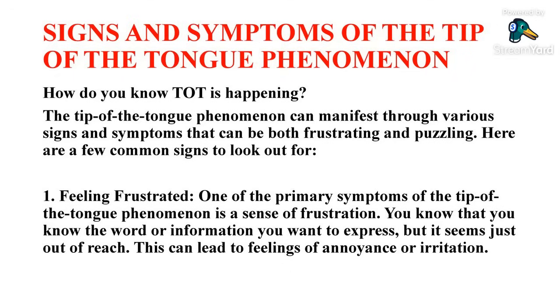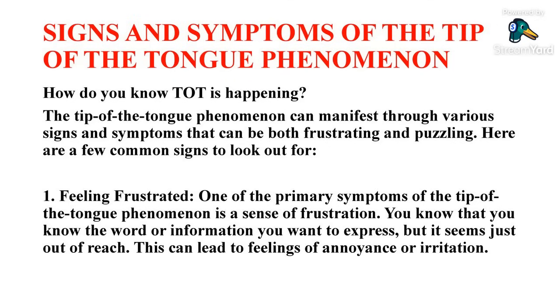So how do you know TOT is happening? The tip of the tongue phenomenon can manifest various signs and symptoms, and this can be both frustrating and puzzling. Here are a few signs to look out for. How do you know that, okay, fine, this thing is happening to me? You're frustrated. That is one of the most evident symptoms. The primary symptom is that you're just frustrated.